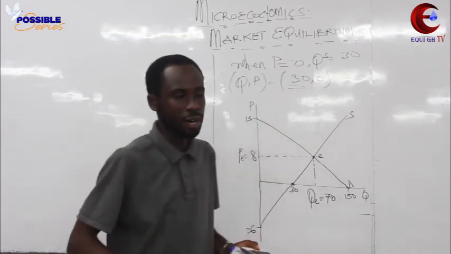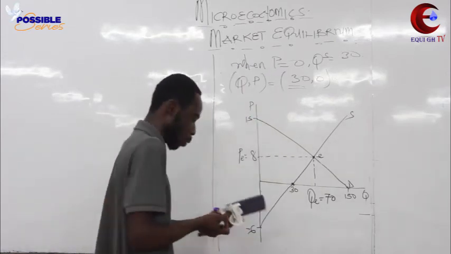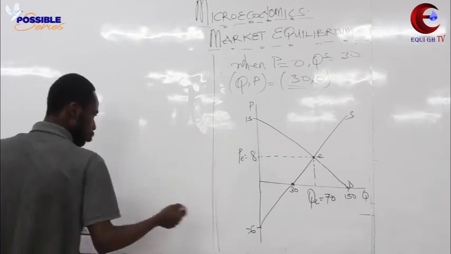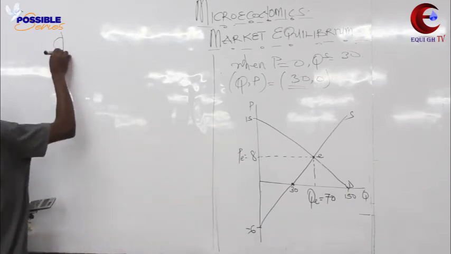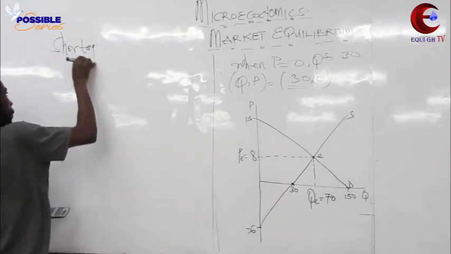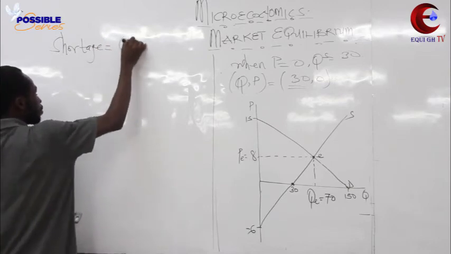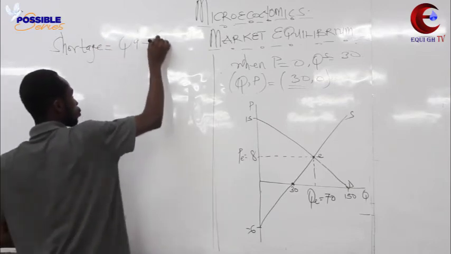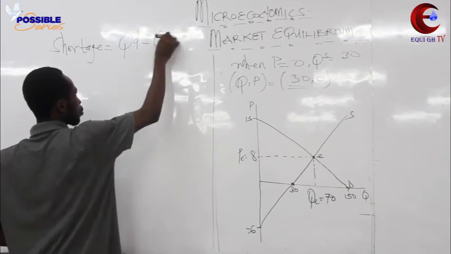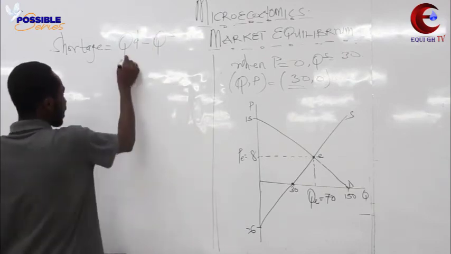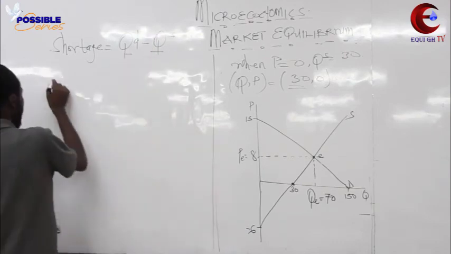So before calculating for it, you have to even know that you are going to get what is called surplus. I hope it makes sense. So let us conclude on that. Shortage is equal to quantity demand minus quantity supply. So we have to get a quantity demand and we have to get a quantity supply.